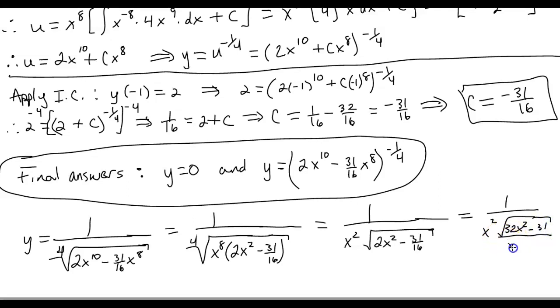And then this will be the same as the fourth root of 16 here. And of course, the fourth root of 16 is just 2. Wait, as spoken: the square root of 16, this is just 4. And so I have 1 divided by 1 divided by 4. And that would just be 4 over x squared times the fourth root of 32x squared minus 31.